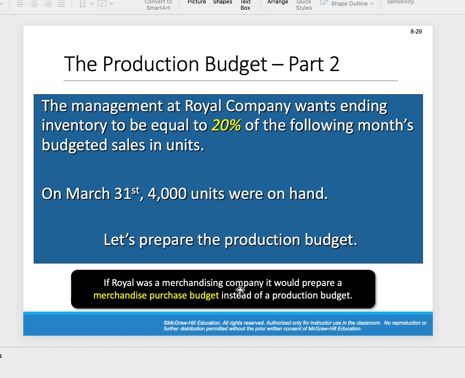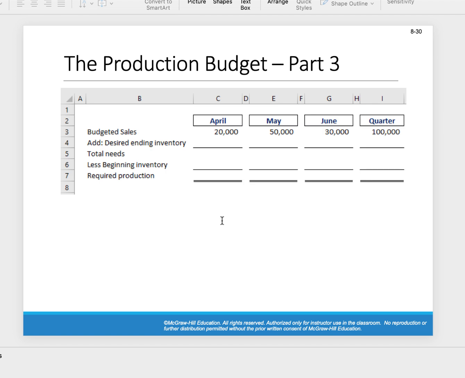Okay? They tell us that on March 31st, 4,000 were on hand. So that means that when we start on April, we have 4,000 units already made. Okay. So the first thing we do is we plug in our budgeted sales in units. Well, we got 20,000, 50,000, 30,000. So for the entire quarter, we plan on selling 100,000 units. Okay, great.